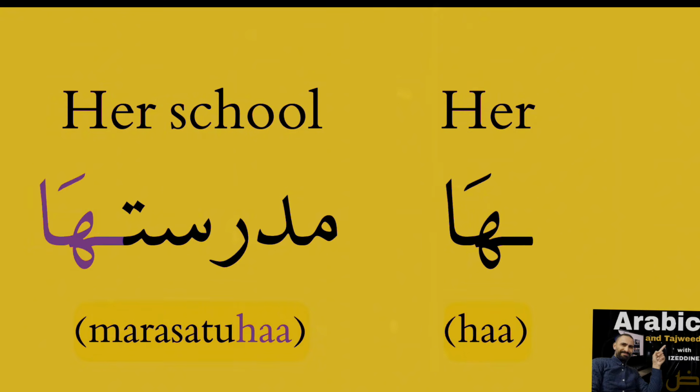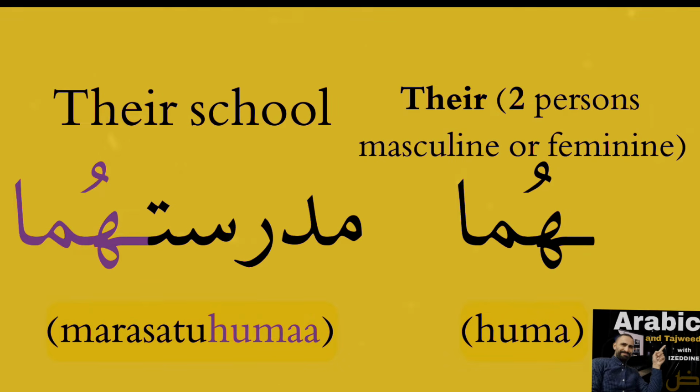But if we talk about the female, it's different. Her school مدرستها. Her is ha. مدرستها. Her school. Bear it in mind. Her ha. قلمها. Her pen. كتابها. Her book. ورقتها. Her paper.